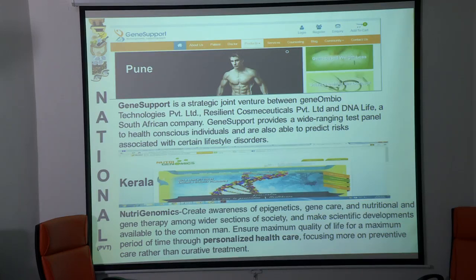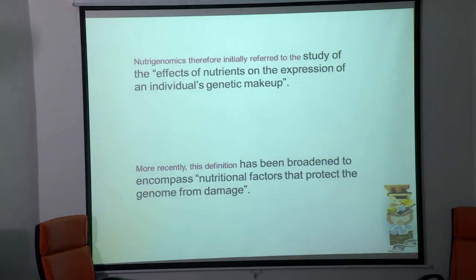You just capture it right from the beginning rather than start treating it later with medicines. So the definition of nutrigenomics, which started with the study of effects of nutrients on the expression of individual genetic makeup, has now become more broad. Here now we can say nutritional factors that protect the genome from damage. We have already seen that they are damaging the genome of an individual. So what are the factors which we can include which will protect them? So this definition of the interaction between nutrient and the genes has now broadened, including the nutritional factors which will help us in protecting our genome from damage.